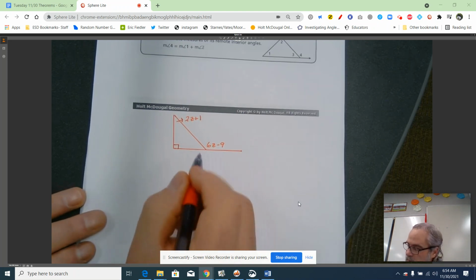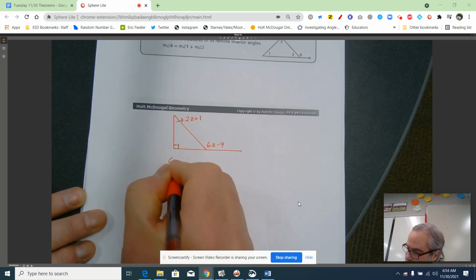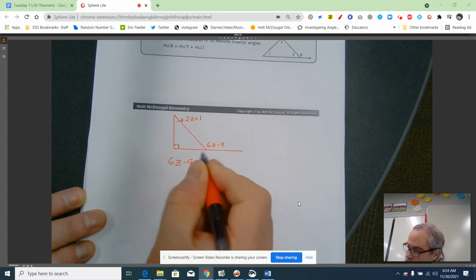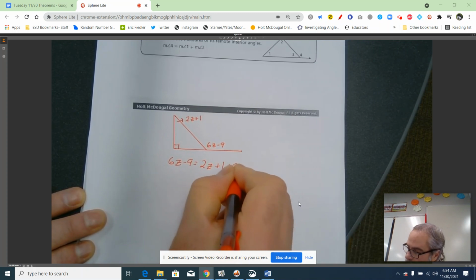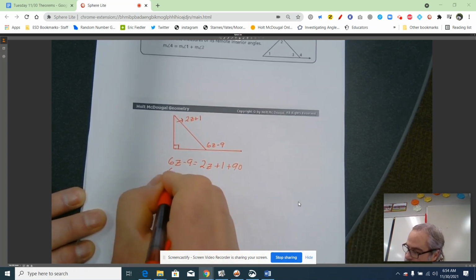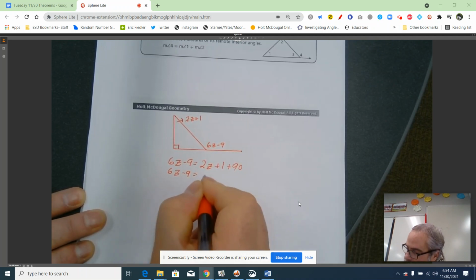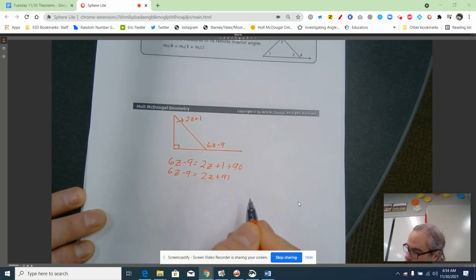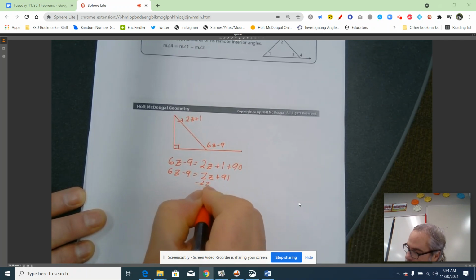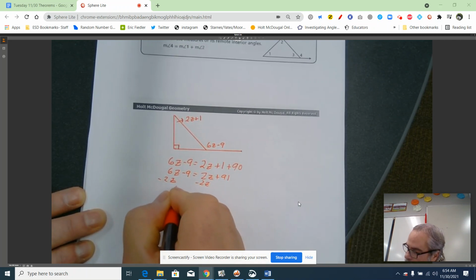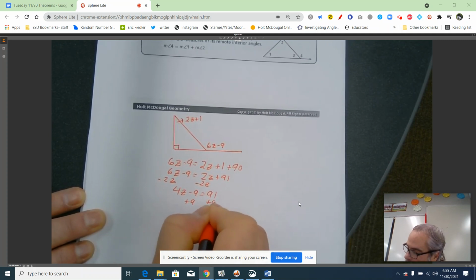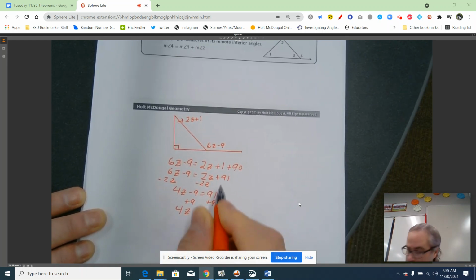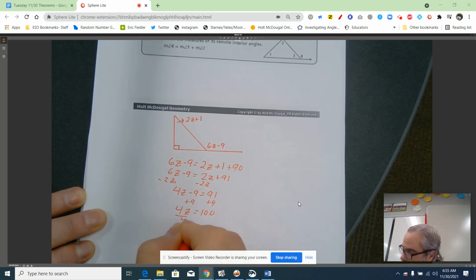The theorem says that the exterior angle, 6z minus 9, has to be equal to the sum of these two angles, 2z plus 1 plus 90 degrees. Let's solve that. 6z minus 9 equals 2z plus 91. I'm going to subtract 2z from both sides. I get 4z minus 9 is equal to 91. Add 9. I get 4z equals 100. Divide by 4. I get z equals 25.